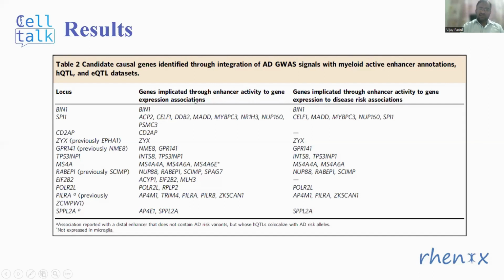So they have shortlisted this. They have started with some 20,000, 30,000 genes initially, and as a result of this analysis, they have shortlisted these genes.